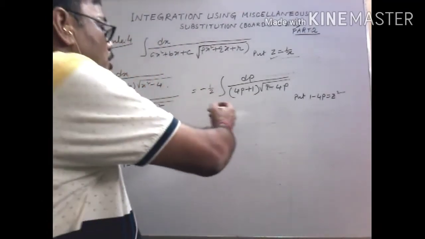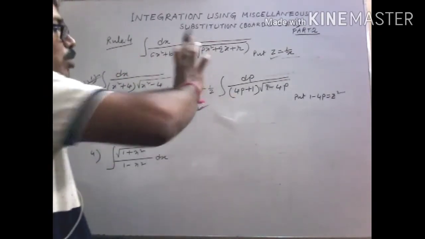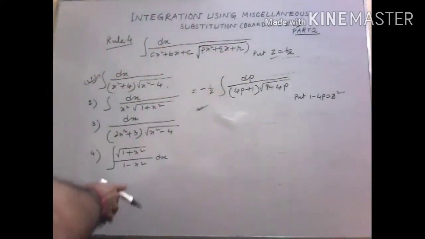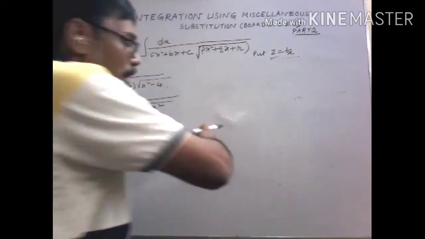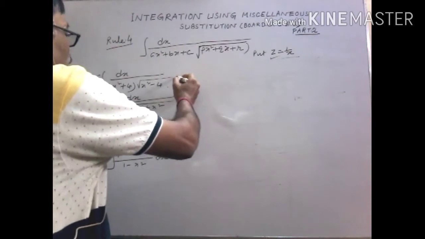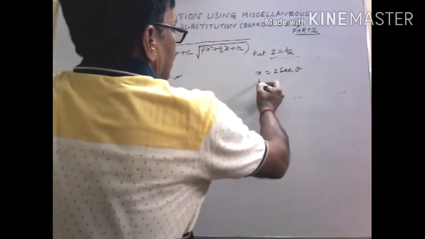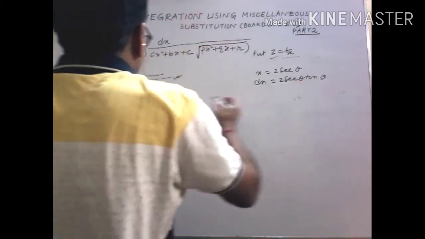Now this is one method. If both are quadratic, it will take time, the problem will be lengthy. Now what is the second one? The second one is using trigonometric transformation. So look, number 1, x equals to 2 sec theta, dx equals to 2 sec theta tan theta.